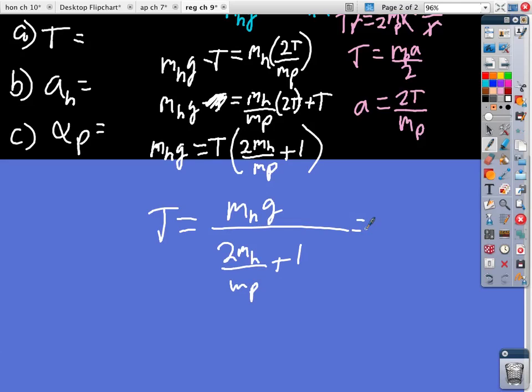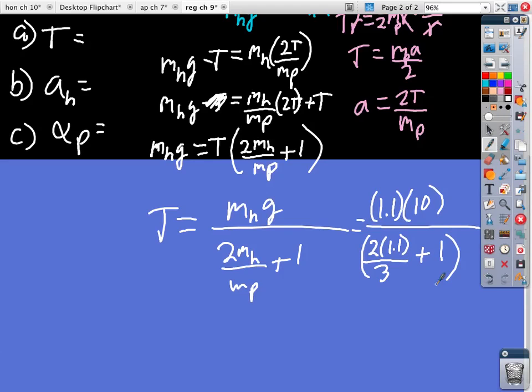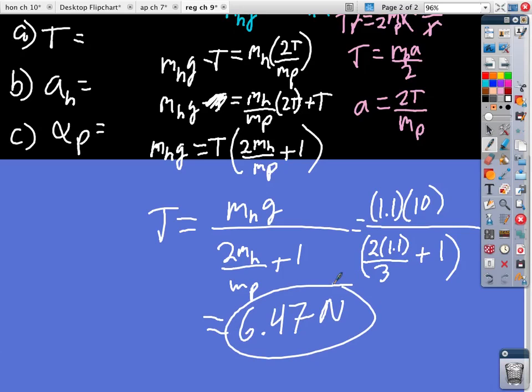What's the hanging mass? It's 1.1 times 10 over 2 times the hanging mass again, which was 1.1, over the mass of the pulley, which was 3.3? Oh, it's just 3? Okay, just 3, plus 1. So this becomes 2.2 divided by 3, which is, what, like 0.7 maybe? I'm guessing. 0.7 plus 1 is 1.7, so it's 11 divided by 1.7, which is like 6.47? Okay, I'm just going to go 6.47. Or even 6.5 newtons.